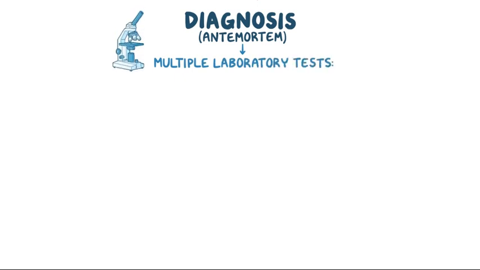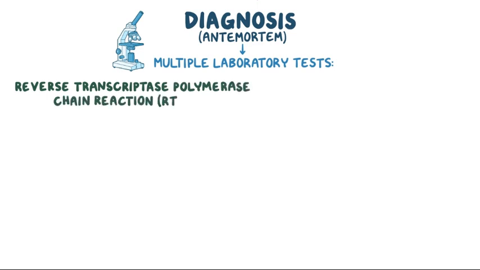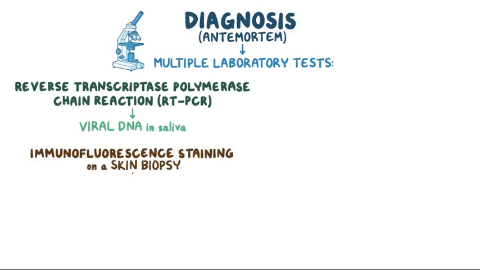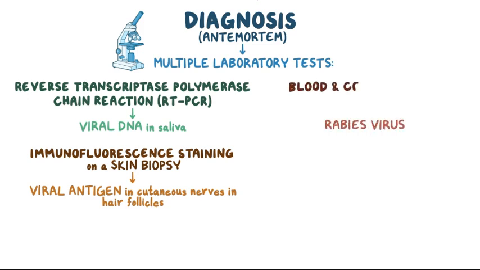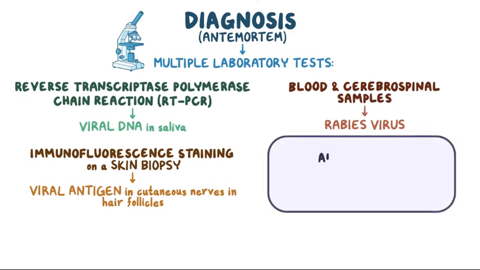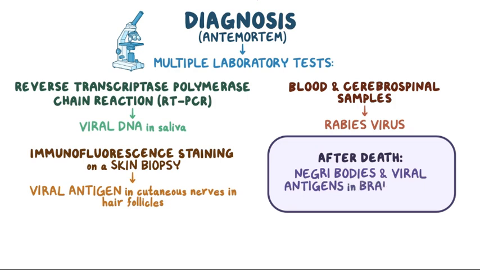Diagnosis of rabies antemortem, or before the person dies, requires multiple laboratory tests because no single test is sensitive enough. Reverse transcriptase polymerase chain reaction, or RT-PCR, is used to look for viral RNA in saliva. Immunofluorescence staining can be done on a skin biopsy from the back of the neck to look for viral antigen, which is typically found in cutaneous nerves in the hair follicles. We can also look for antibodies to the rabies virus in blood or cerebrospinal fluid samples. After death, rabies is diagnosed by looking for Negri bodies and viral antigens in brain cells.